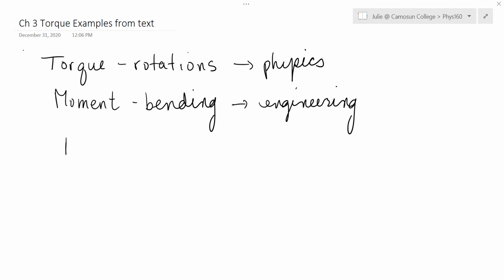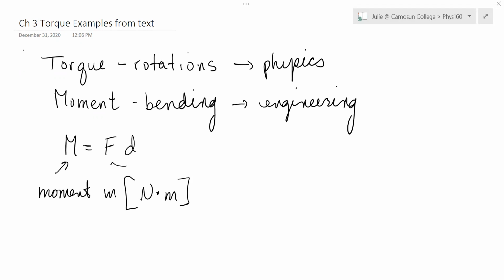So the equation that you have written down from the textbook is M. So this is moment. The units for that quantity are newtons times meters, so you just say Newton meters. And then this is the force in newtons.